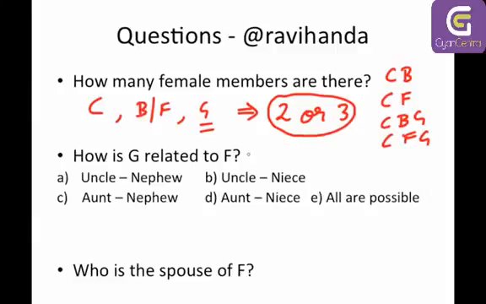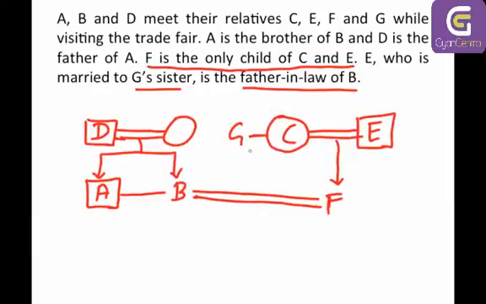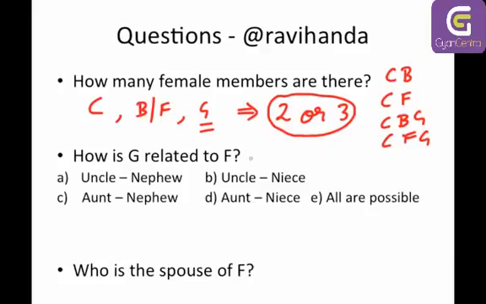How is G related to F? Now, let's go back to the diagram, the family tree, G and F. We do not know whether G is a male or a female. We do not know F is a male or a female. What do we know? We know for a fact that F's mother is sister of G. So these two can be uncle and nephew, uncle and niece. Any relationship is possible among them.